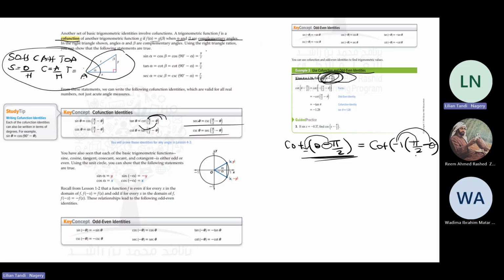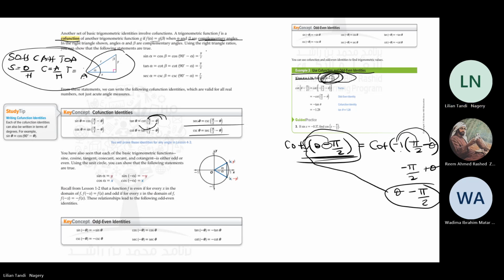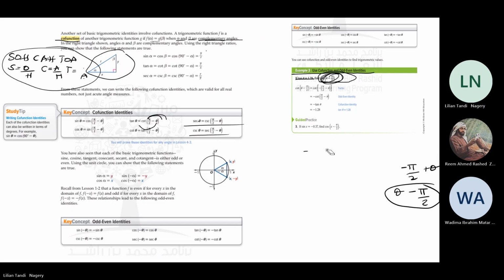Negative 1 times pi over 2 becomes negative pi over 2. Negative 1 times negative theta becomes theta. In math, we start with the positive, so positive theta minus pi over 2, which is the same as this. Up to here, we are good? Yes. Okay.